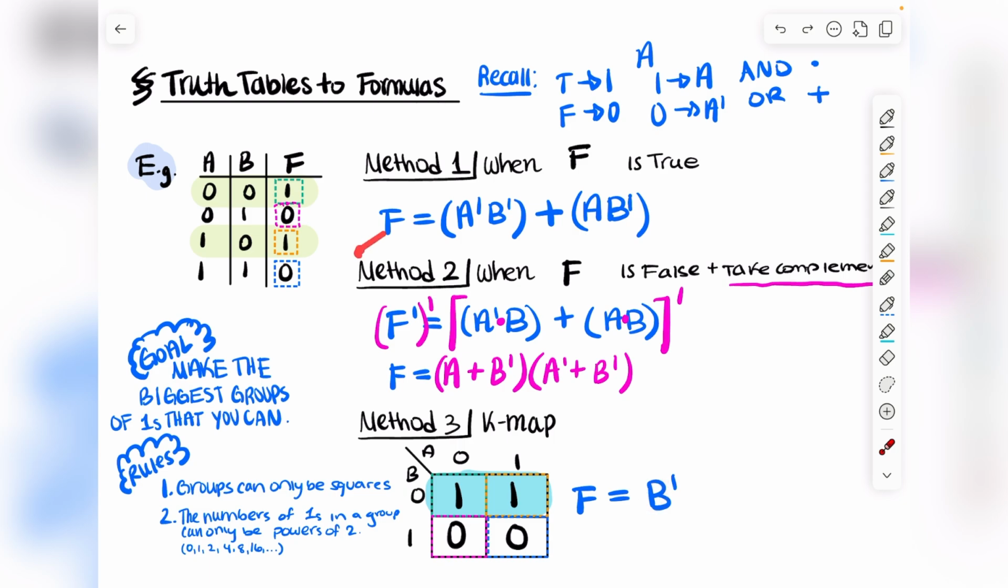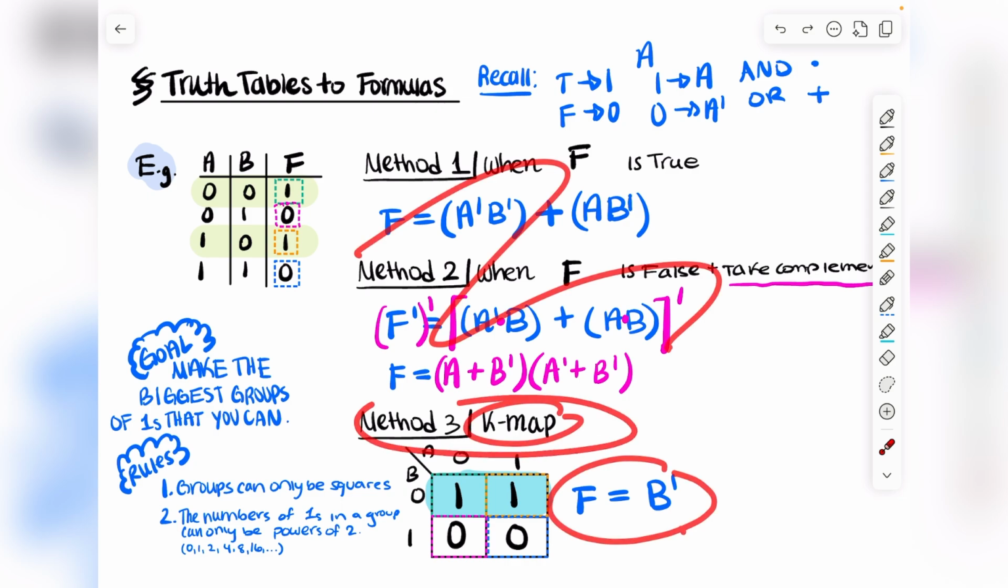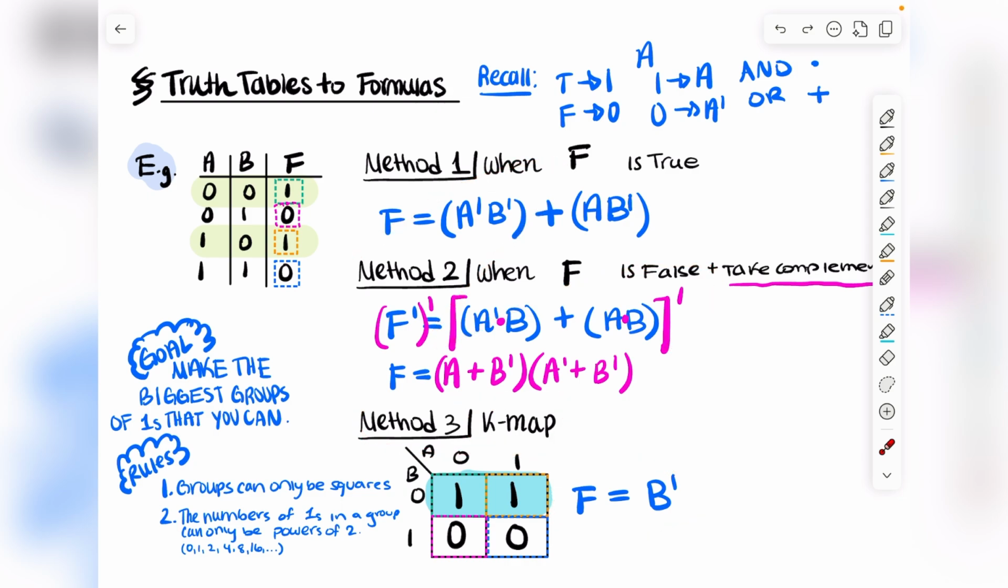Now, you might be like, I'm not going to bother learning these 2 methods because if the KMAP gives me the simplest formula, then I'm just going to use the KMAP method all the time. Well, that's fine and all, but they're probably going to ask you to use a specific method, so you need to know what they are. And they're not going to say use method 1, method 2. There's names to these methods.